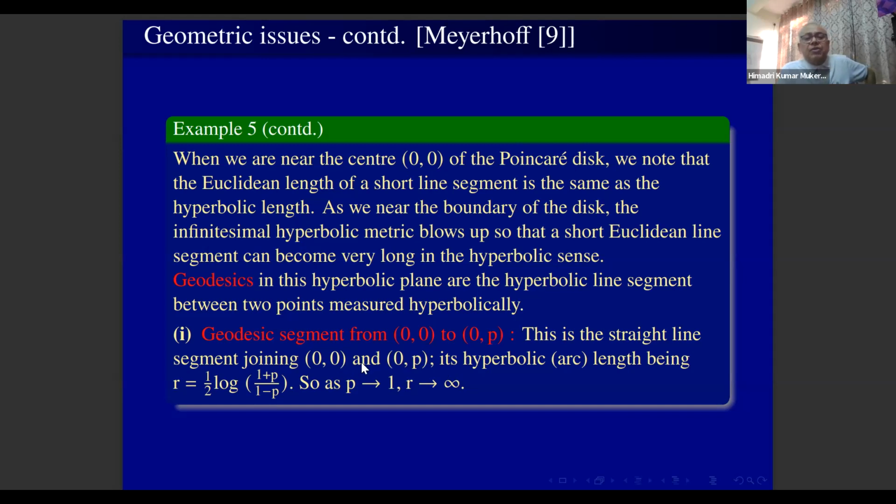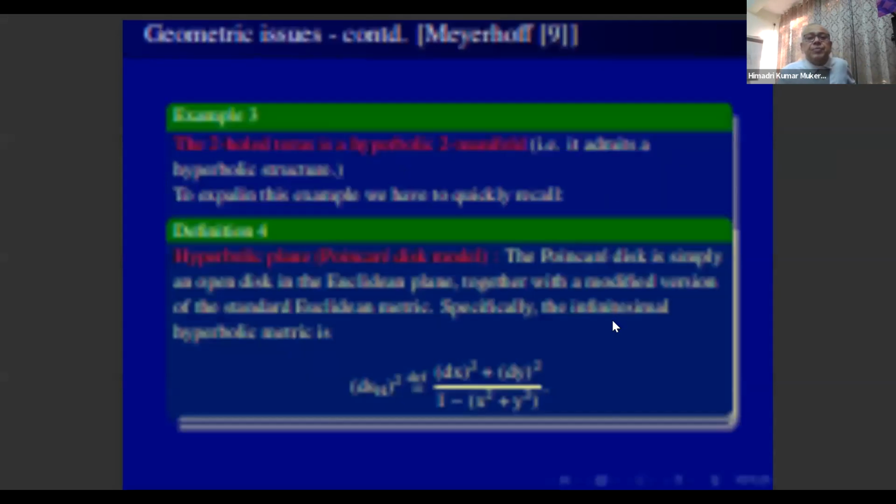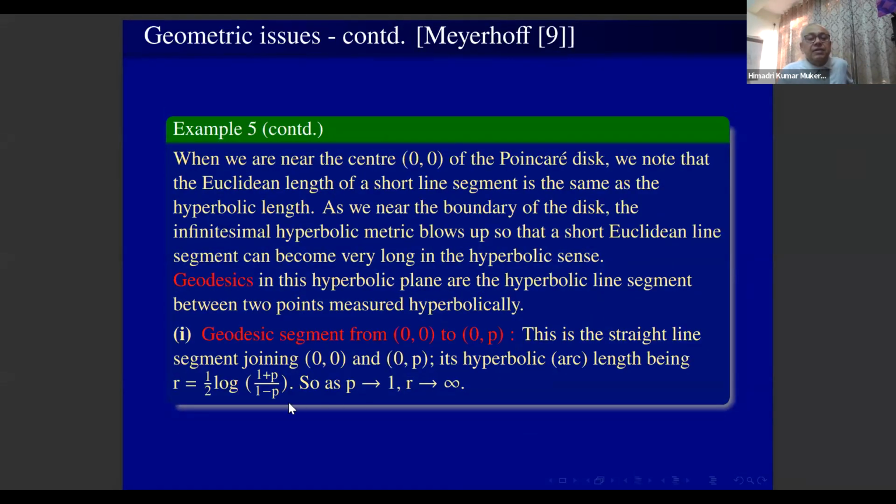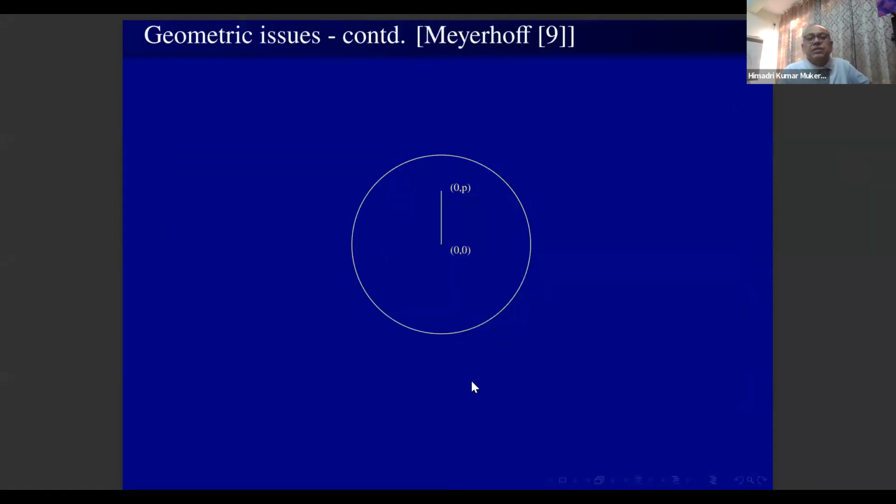The length of this line from 0 to (0, p), when we use the arc length function, the integral of the norm of dγ/dt, and we evaluate with this particular metric, turns out to be the value of the integral to be this one. So this is the hyperbolic length of the line segment from 0 to (0, p). Surely when p tends to 1, r tends to infinity, because this will tend to 0. So this is a geodesic line inside the hyperbolic plane, the Poincaré model.